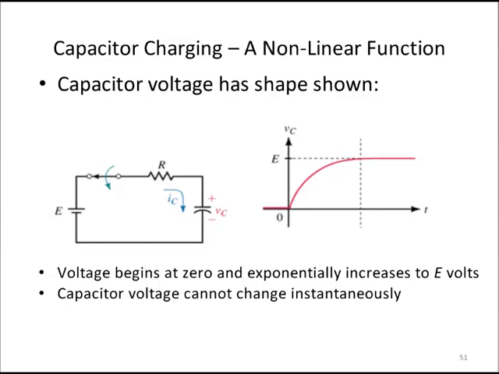With a capacitor, the voltage cannot change instantaneously. It begins at 0 and exponentially increases to E volts as shown in this diagram. So you can think of a capacitive circuit in this case as being the integration function. So that's where we're going to leave capacitors in CST 8216 processor architecture.